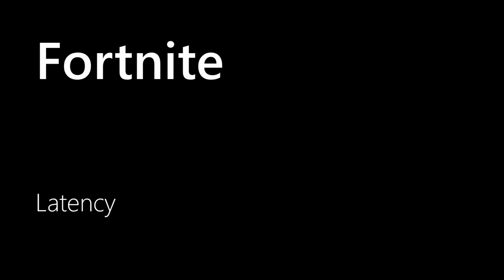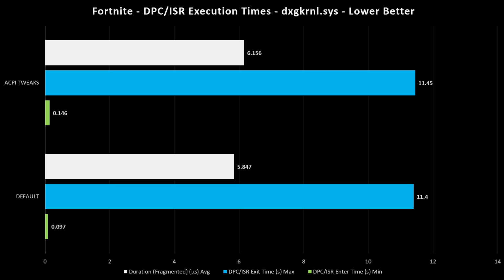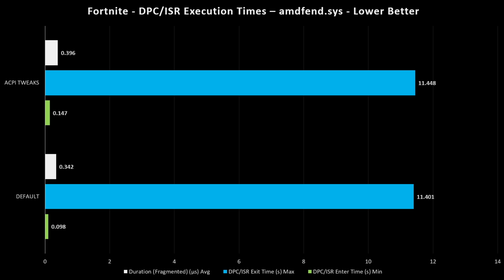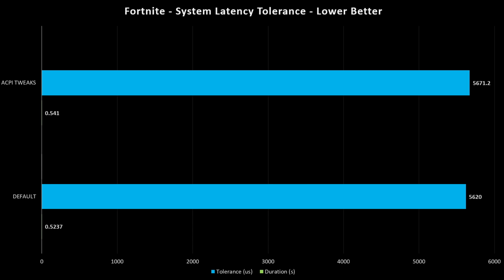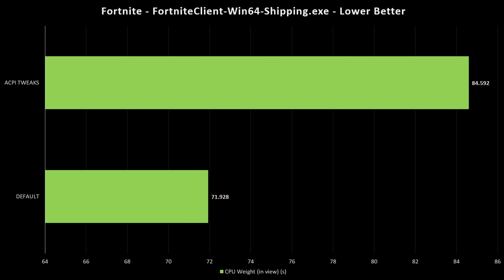Let's start with the Fortnite latency. The DPC/ISR execution times for dxgkrnl are actually the same in both cases, but better by default. Same for DirectX kernel, same for AMD driver. The system latency tolerance is actually the same in both cases, but better by default. In the Fortnite executable file, the CPU usage is better by default. Same, the CPU weight is better by default.